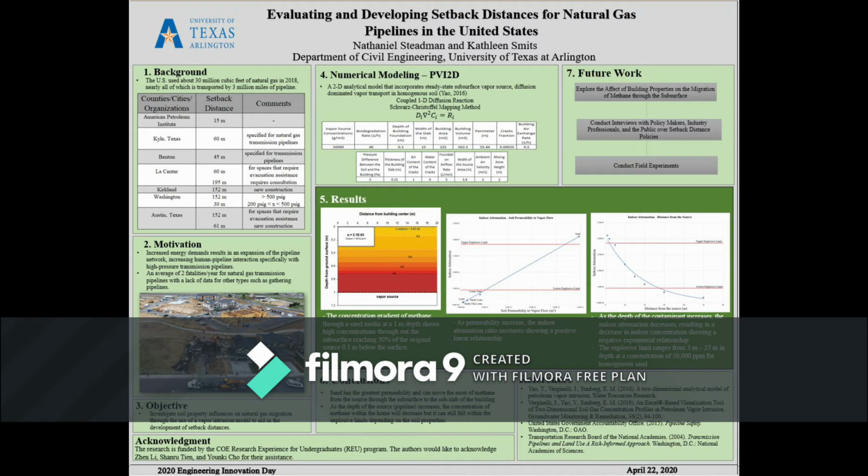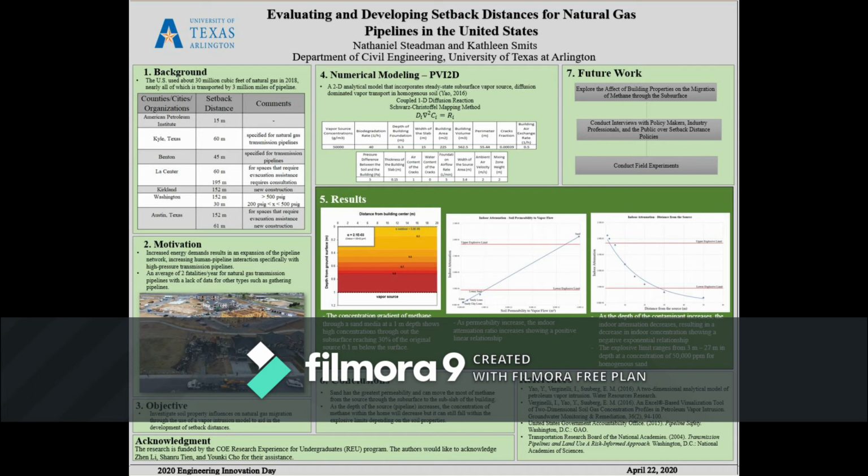The first simulation that I ran was over permeability, because I wanted to see how soil types, which is related to permeability, affects the vapor transport flow. The first figure under section 5 is the concentration gradient using sand as the soil type at 1 meter depth, which shows high concentrations throughout the subsurface, reaching 30% of the original source just 0.1 meters below the surface. And this also shows the highest amount of indoor air concentration.